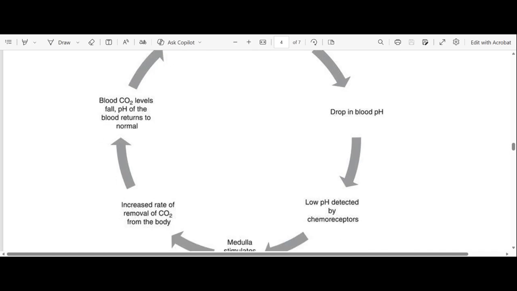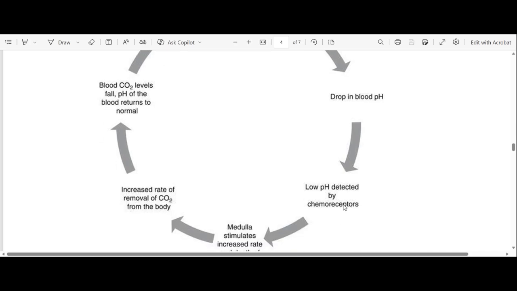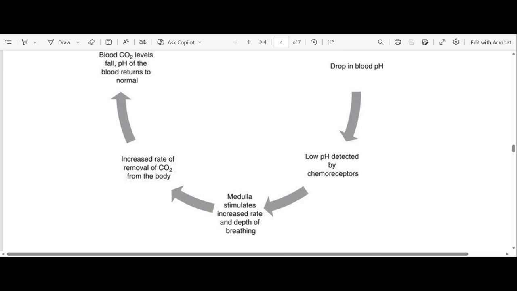The drop in the pH of the blood is detected by chemoreceptors. Where do you find the chemoreceptors? You find them in the carotid artery. This artery in your neck is connected to your brain and to your mouth. So it's in the neck. So low pH is detected by chemoreceptors. Then chemoreceptors will send impulses to the medulla oblongata.